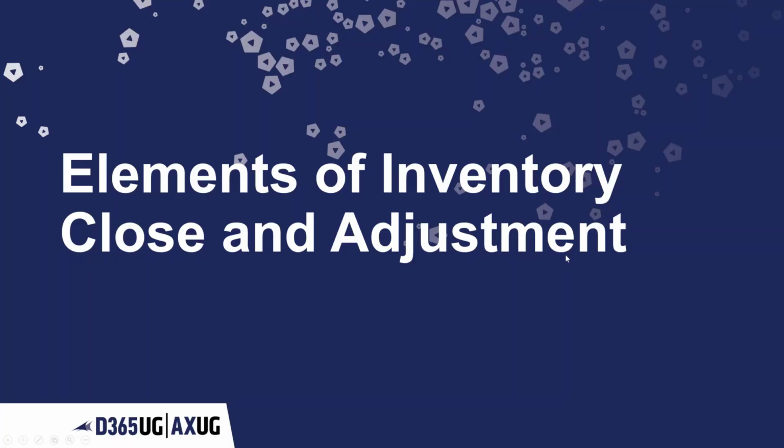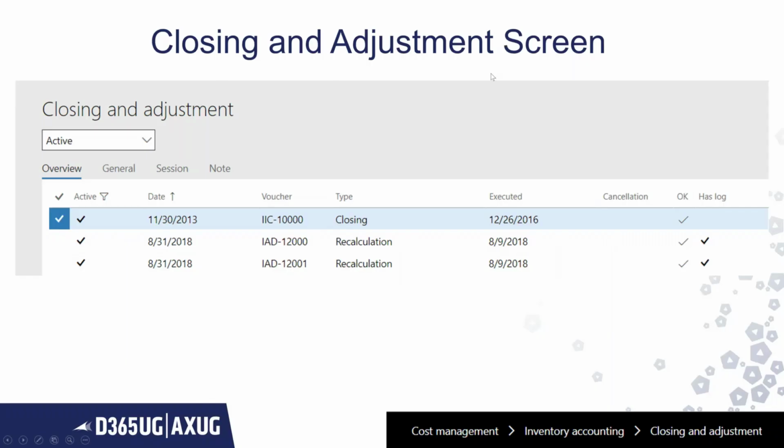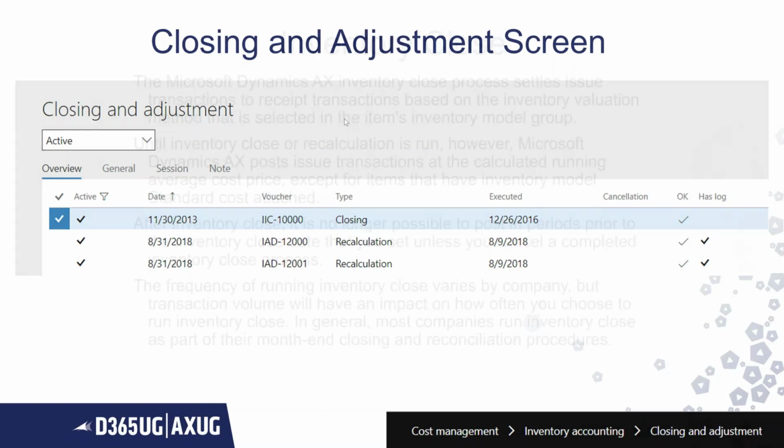Okay, so what are the elements of this area? First off, we have the closing and adjustment screen. This is effectively where we can see the closing and adjustment results. This, by the way, is a 365 screen. So, okay, inventory close.